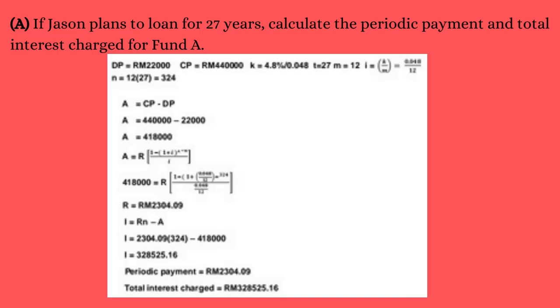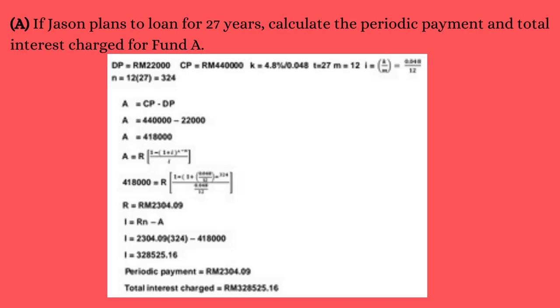Question 1A. If Jason plans to loan for 27 years, calculate the periodic payment and total interest charged for Fund A. First of all, we have to list down the information given in the question. DP, the down payment, is 22,000. CP, the cash price, is 440,000. K, the rate given, is 4.8%. We change it to decimal, 0.048. T, the term, is equal to 27. M, the monthly compounding, is equal to 12.